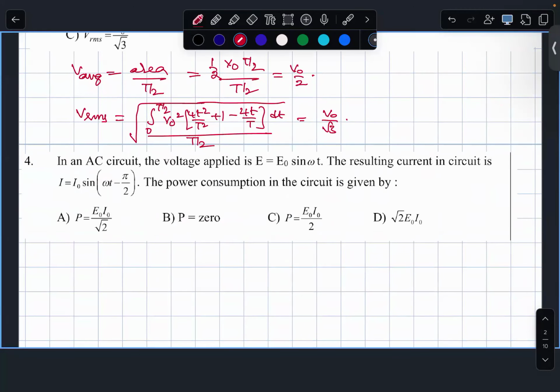So here clearly current lags EMF by pi by 2. So this will be an inductor circuit. It is an inductor. Pi by 2 means inductor. So therefore power is equal to 0.